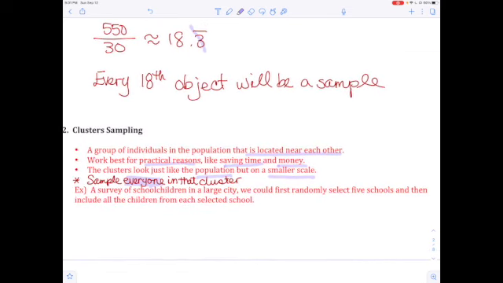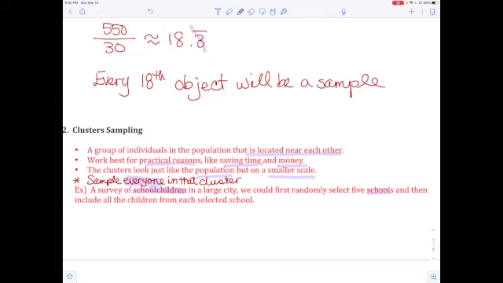So now let's take a look at the examples. Example number 2 says, a survey of school children in a large city. We could first randomly select 5 schools and then include all the children from each selected school. So first of all, if you think about it, the school children in a large city, we are putting them in a school situation. That means they have the same kind of population, but on a smaller scale because they want to talk about school children.